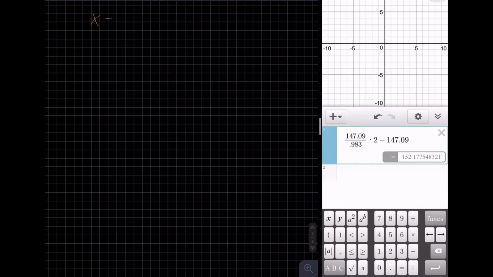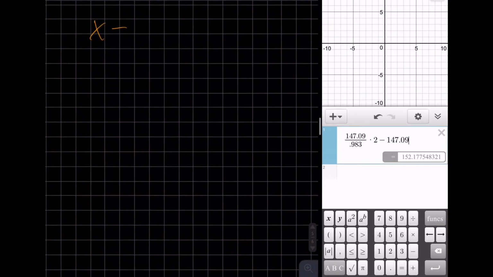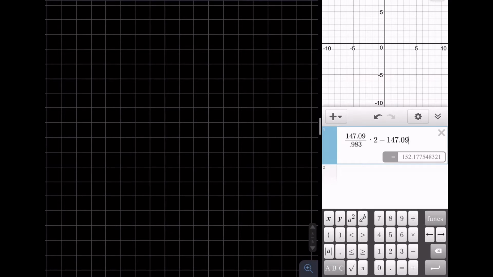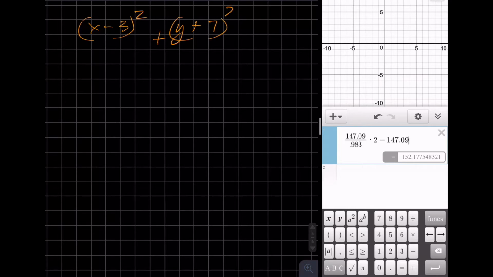Let's go (x minus 3) squared over 9 plus (y plus 7) squared over 16 equals 1. Okay? So the first question is, is this horizontal or is this vertical? The larger value is underneath my y, so that means I have a vertical ellipse. So my ellipse looks something like that.